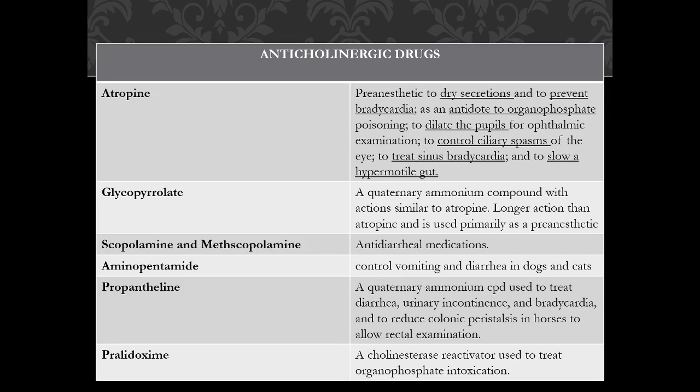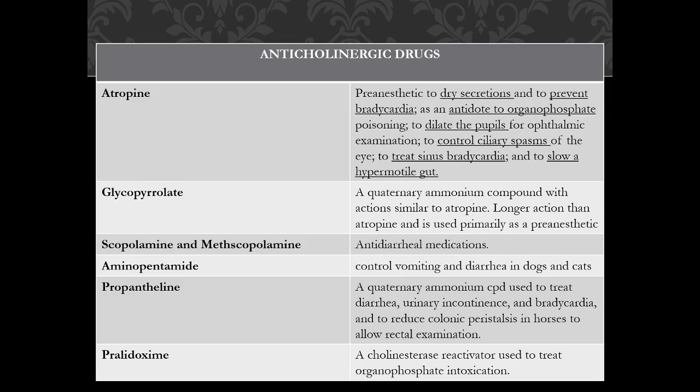Scopolamine and methscopolamine are antidiarrheal medications. Aminopentamide controls vomiting and diarrhea in dogs and cats. Propantheline is a quaternary ammonium compound that's used to treat diarrhea, urinary incontinence, and bradycardia, and to reduce colonic peristalsis in horses to allow rectal examination.